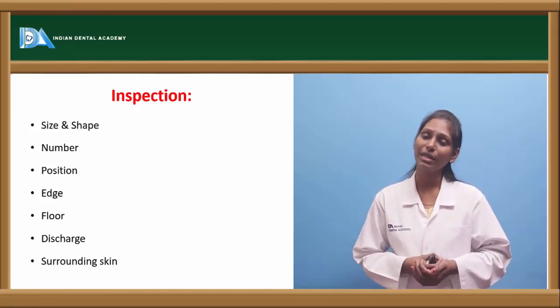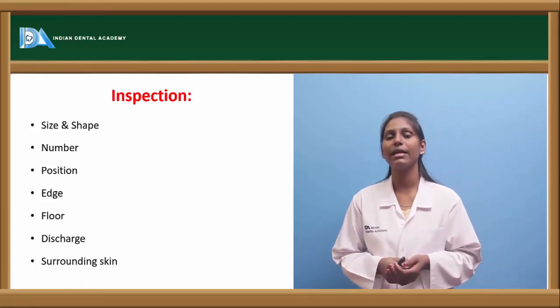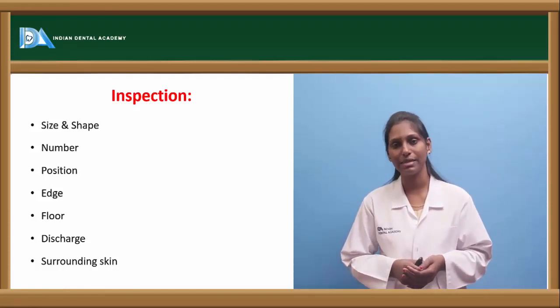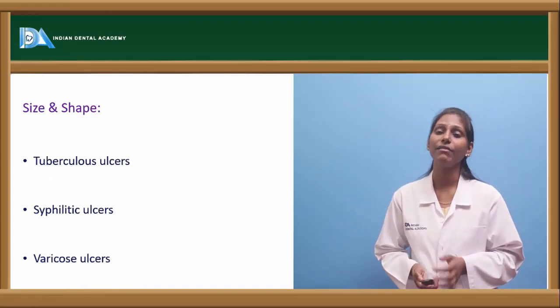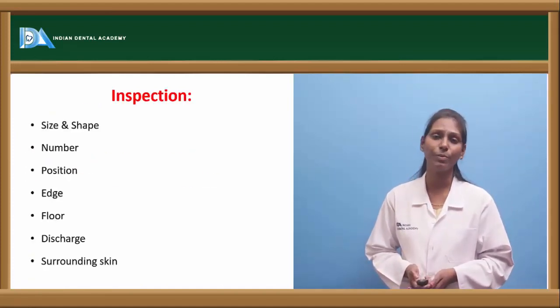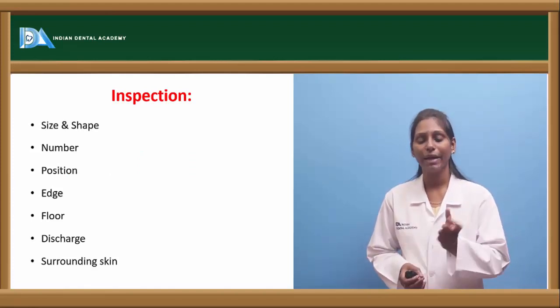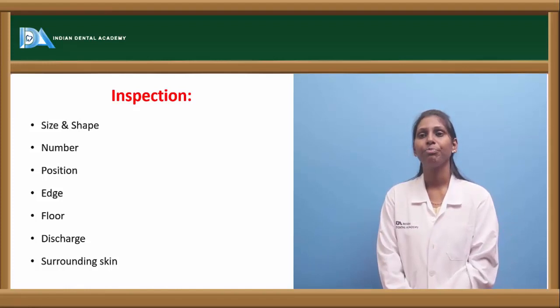Now when we are talking about the edge of an ulcer, as we have discussed, it gives us an insight into whether it is a healing ulcer or a non-healing ulcer. And we have various types of edges. We have punched out edges, sloping edges, everted edges, rolled out edges, white pearly edges can be seen, and we have the floor.